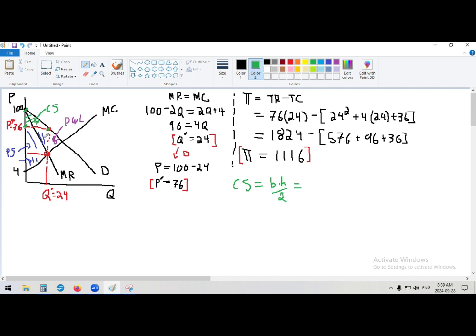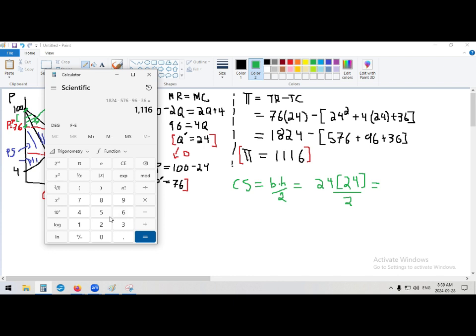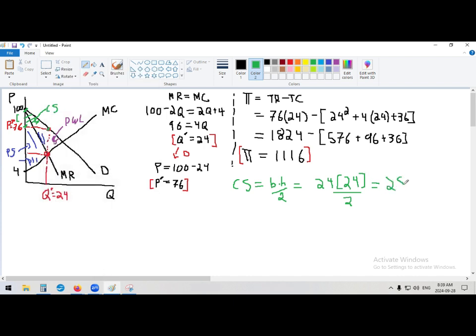So we see, okay, well, the base is going from 0 to 24, so that's just 24. And then the height is going from 100 minus 76, so it's this gap here, so that's also going to be 24. And then divided by 2. So we know 24 times 24 is 576. We have that up there. I'm just going to divide that by 2. So 288. So that's the green area there for consumer surplus.